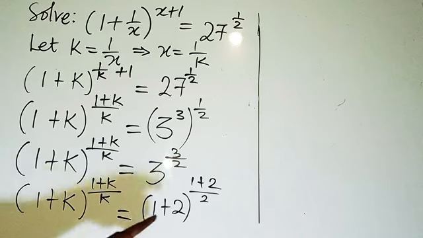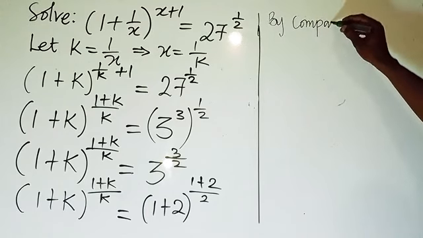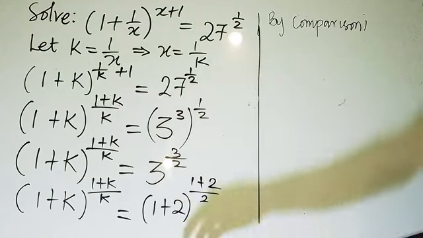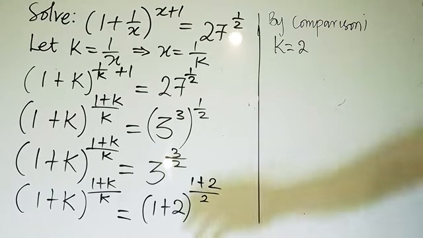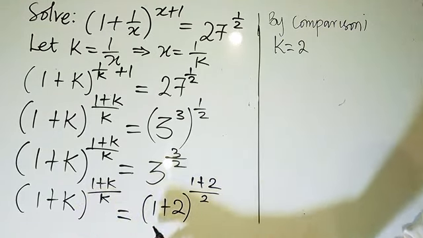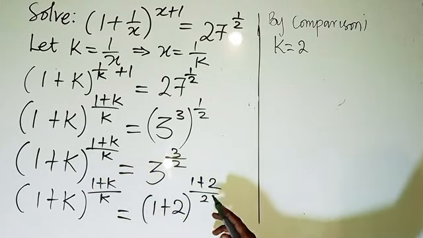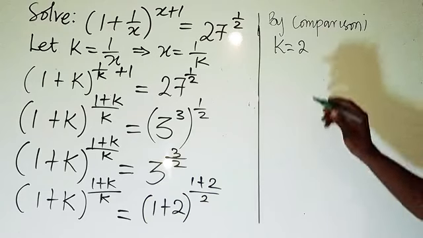What do we have? k to be 2 here. So therefore, by comparison, we can see that k is 2. Yes, because if you look at the k here, we have 2 here. Look at 1 plus k, we have 2 here. Look at these, we have k here. So it means k equals 2.